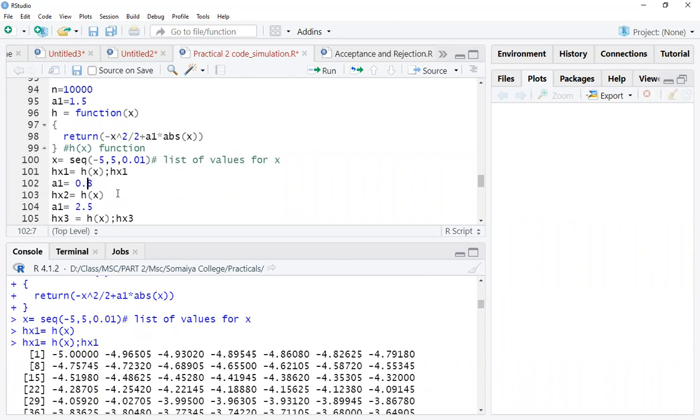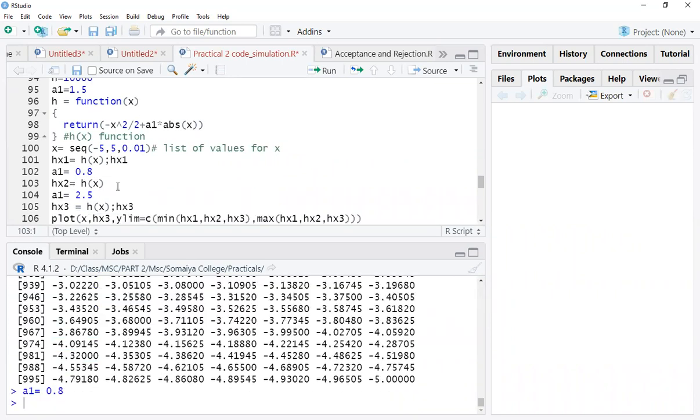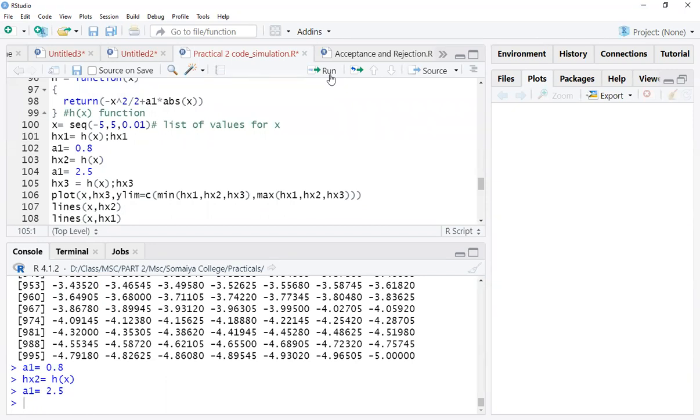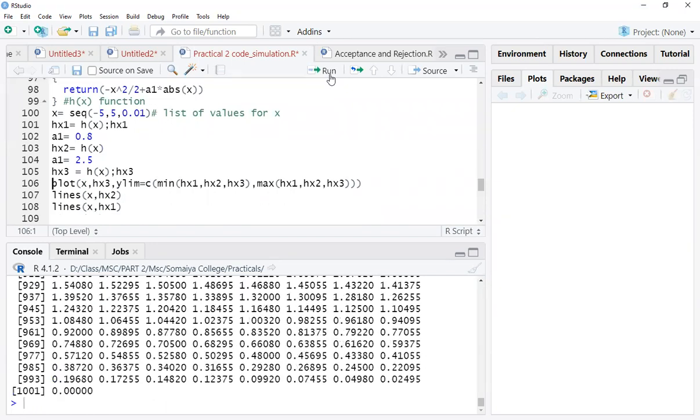Similarly, if you consider alpha value 0.8, just calculate hx2 at that point. Similarly, consider alpha value 2.5 and calculate hx3. Now you plot hx3 with the limits being the minimum of H1, H2, H3 and the maximum of H1, H2, H3. Based on this function, it will consider the minimum and maximum.